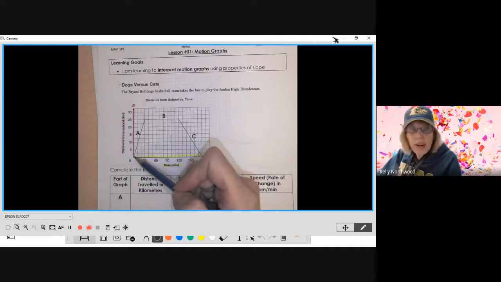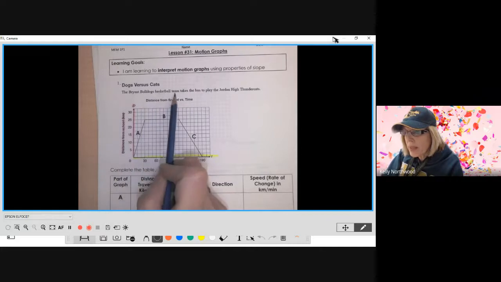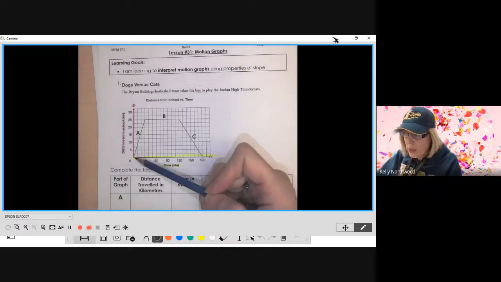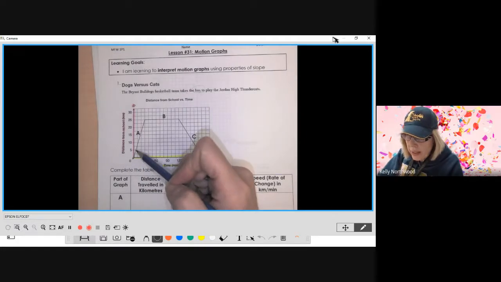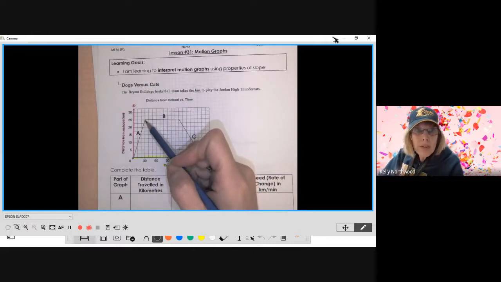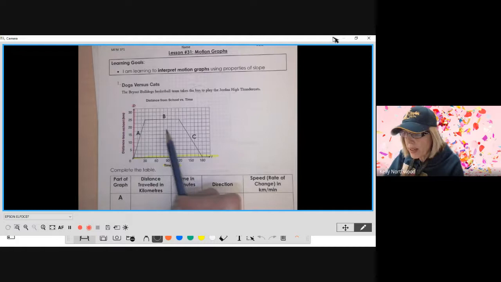So if you're looking at this graph and trying to think about what's happening here, the sentence really helps too. The Bryant Bulldogs basketball team takes the bus to play the Jordan High Thundercats. So they start at their school. So here they're 0 kilometers away from their school. And then they're driving. They're getting like 5 kilometers away from their school, 10, 15, up to 25 kilometers away from their school. And then all of a sudden they stay at 25 kilometers away for quite a while, because this is time down here. So that must be when they're playing the basketball game.